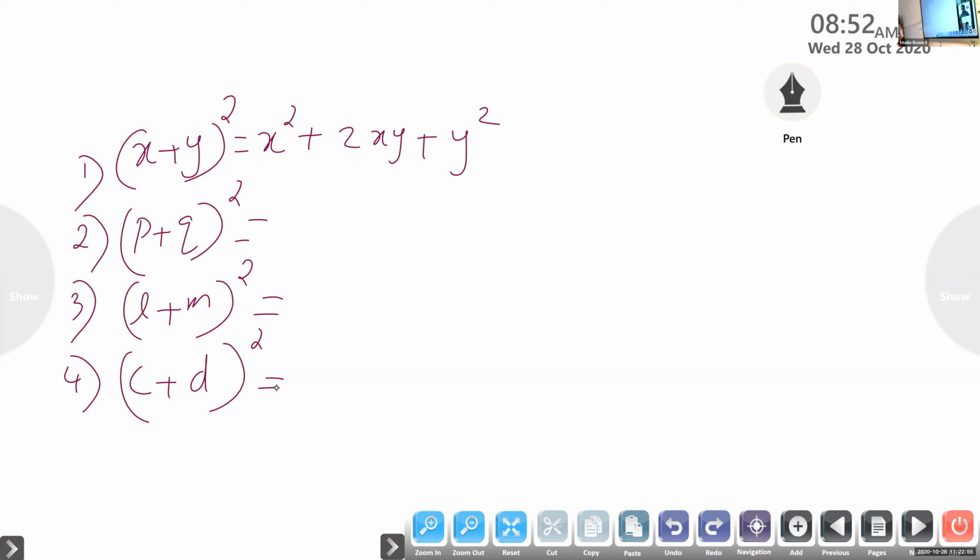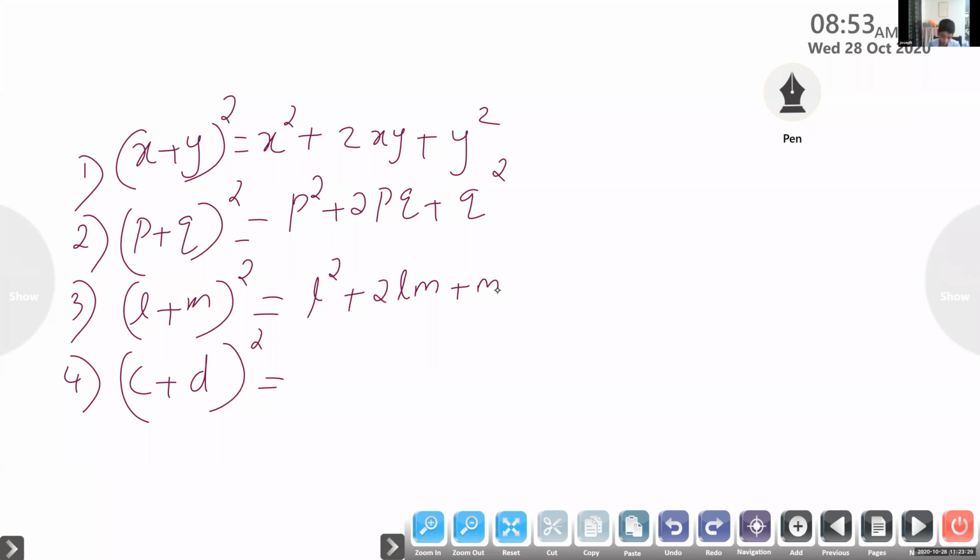p square plus 2pq plus q square. Yes, Joseph, next. Read. l square plus 2lm, is it lm? Two lm, very good, plus m square. Is it m only? m square, yes.